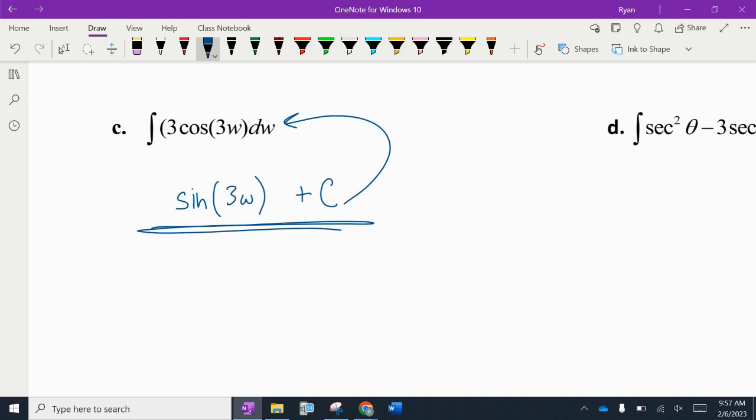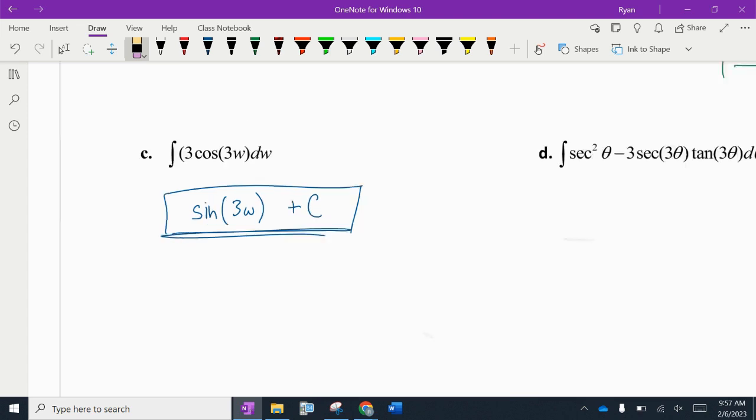Is the derivative of sine positive cosine? So the derivative of positive sine of 3w is cosine of 3w times 3, right? Because of the chain rule. So there is our integral. The fact that the 3 was already on the outside is actually kind of nice. It's taken into consideration when you took the derivative of this in the chain rule, it's going to pop that 3 to the outside.